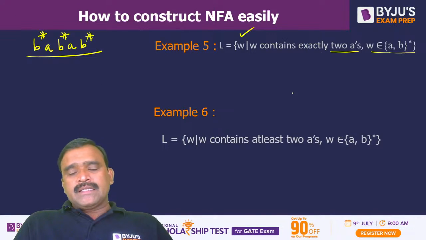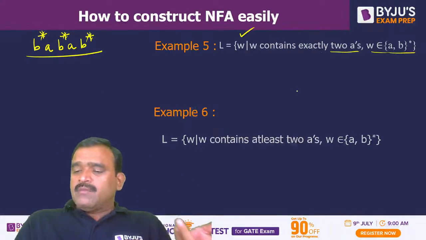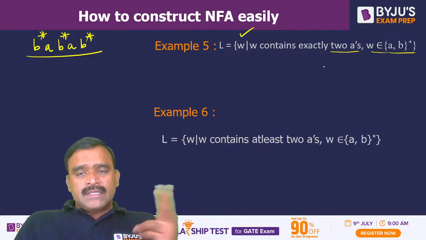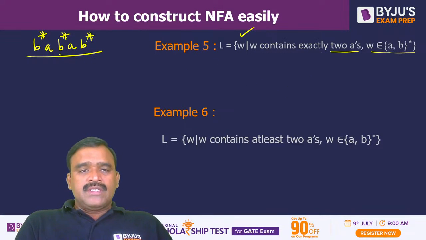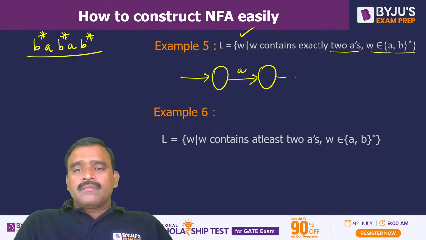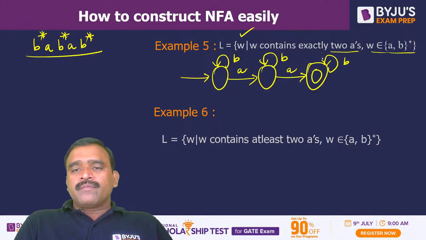So there are two A's exactly, and every A can be preceded by any number of B's, succeeded by any number of B's. So this is the regular expression. For this, we can have a machine like this: A, A, and before this A we can have any number of B's. After this A we can have any number of B's, and here also we can have any number of B's. That's it. B star A, B star A, B star. So this is the NFA for it.